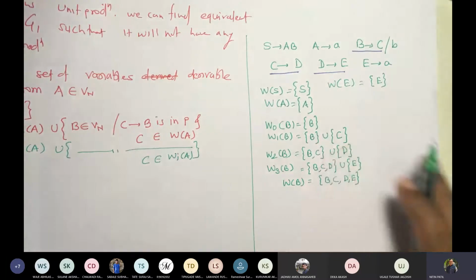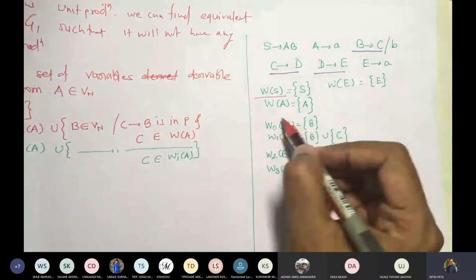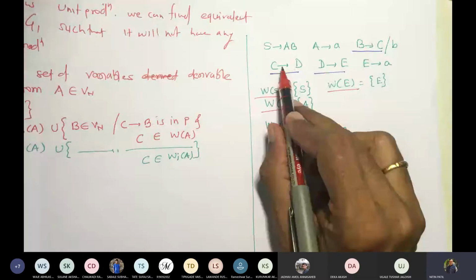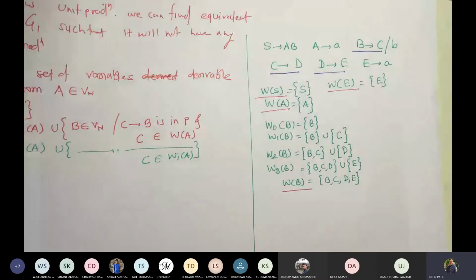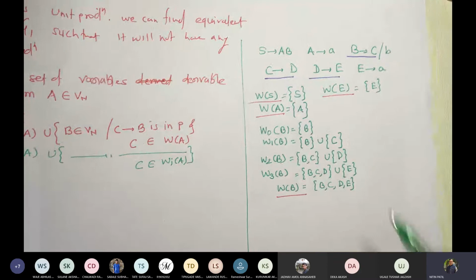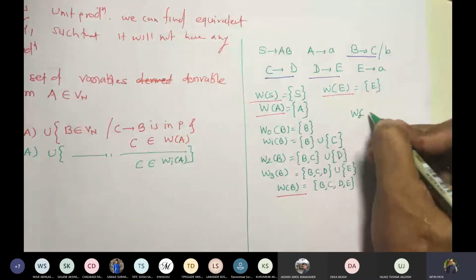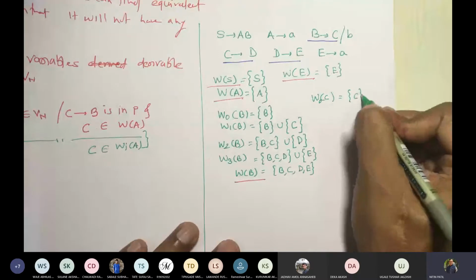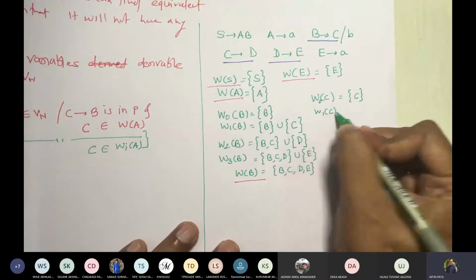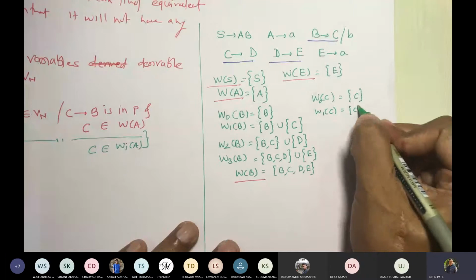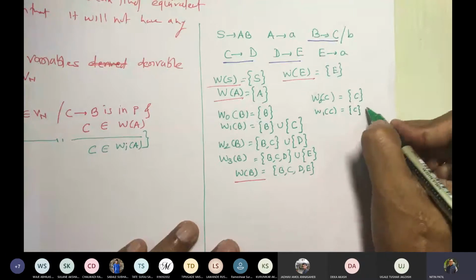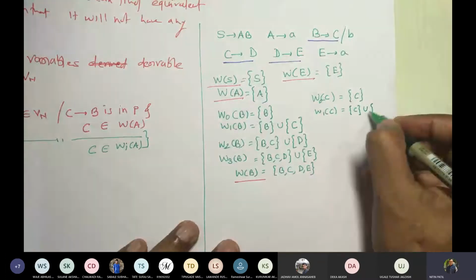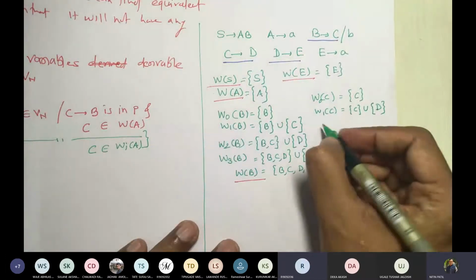Okay. Now you may see here we worked with WA, WS, WE, and WB. Now which is remaining? C, D, and E. C, D is remaining, correct? So let us go with now W0 of C. What is W0 of C? Initially it would be same. W1 of C. Is there a unit production starting with C? Yes. Which is that? C gives D. That's why D. So this would be D, correct?